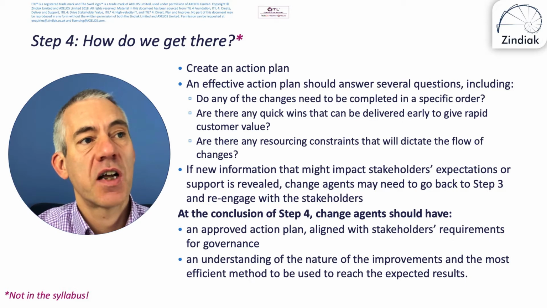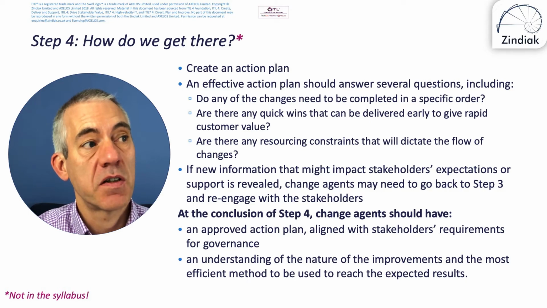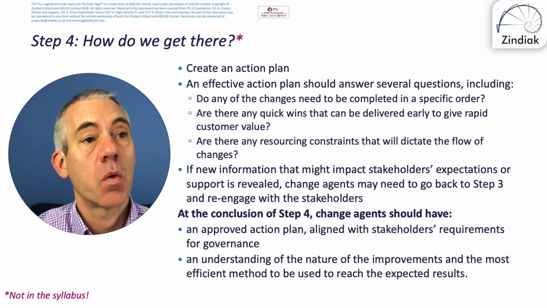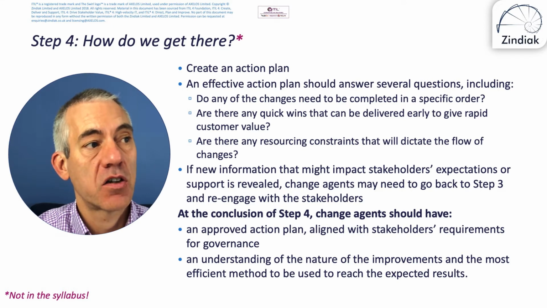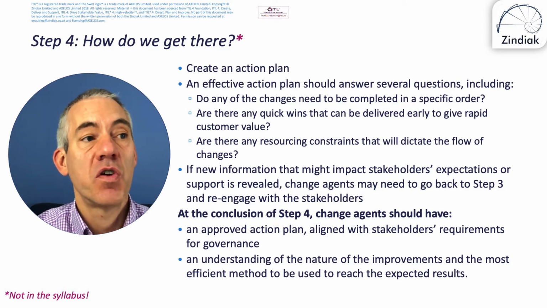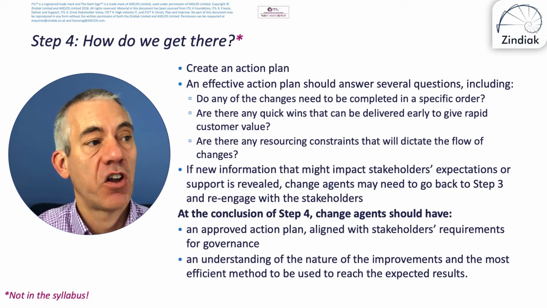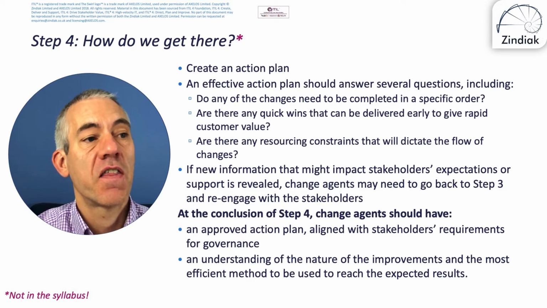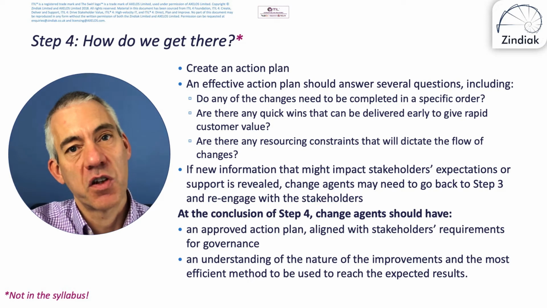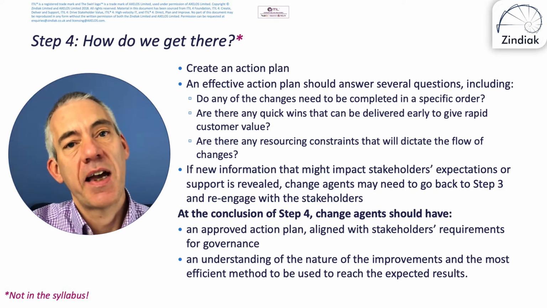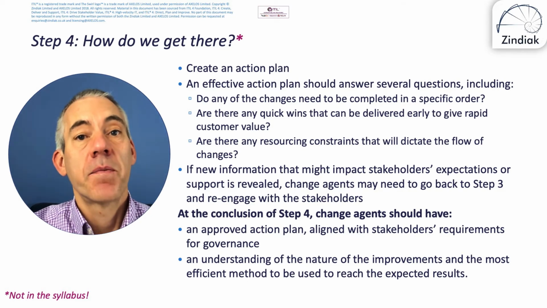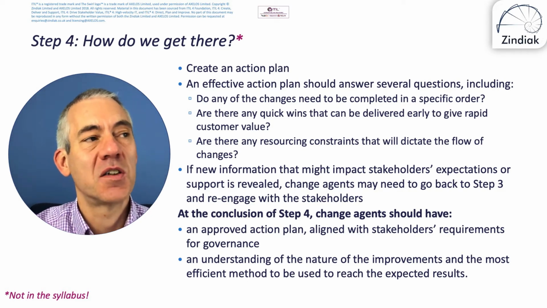An effective action plan should answer several questions, including, do any of the changes need to be completed in a specific order? Are there any quick wins that will give rapid customer value? Are there any resource constraints that will dictate the flow? If new information that might impact stakeholders' expectations or support is revealed, change agents may need to go back to step 3 and re-engage with stakeholders. So don't feel you've got to go through the continual improvement model in a step 1, step 2, step 3, step 4, that you can't go back once you've completed one step.